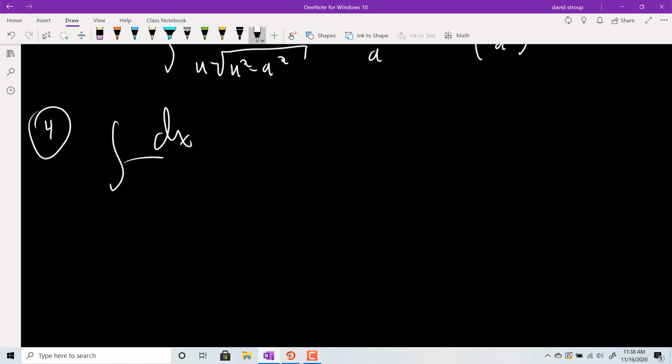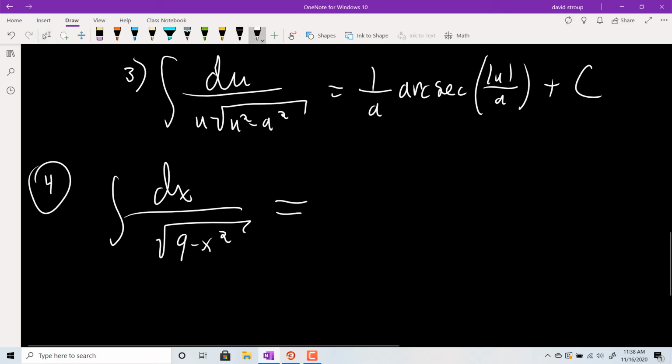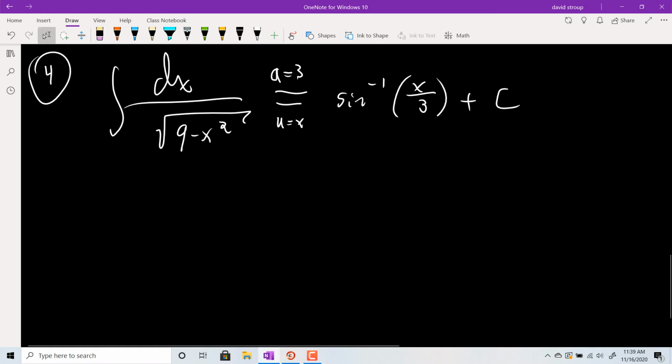Right. So here we go. Dx all over the square root of 9 minus x squared. Okay. All right. So we want to get it in the same form as the first formula I gave you, and you can see, yeah, it is in that form. So a is 3, and then the u is just the x. So we could use the formula without much rigmarole. You don't even really need to rewrite it. The answer is just going to be sine inverse of x over 3 plus c. So not much fanfare there, just there it is. All right, so let's look at another one.